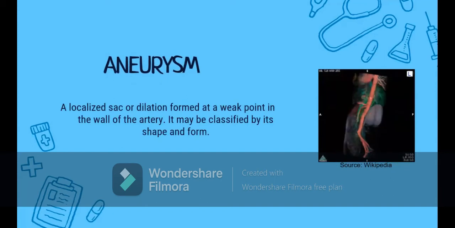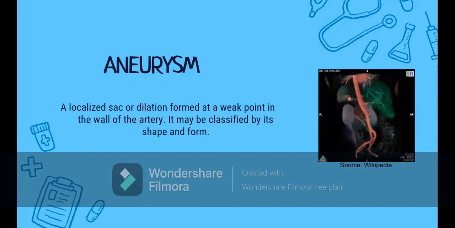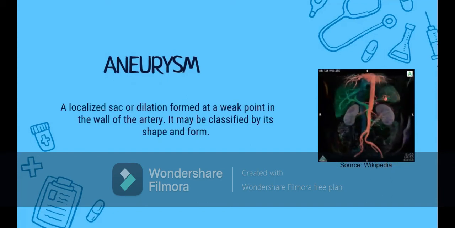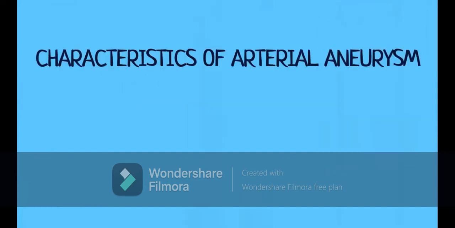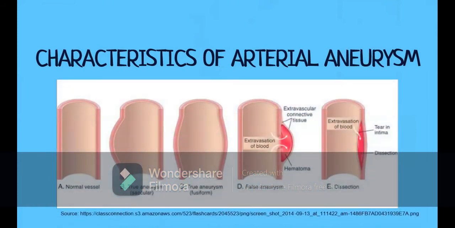Aneurysm. It is a localized sac or dilation formed at a weak point in the wall of the artery. It may be classified by its shape and form. Characteristics of arterial aneurysm: true aneurysm, false aneurysm, and dissection.